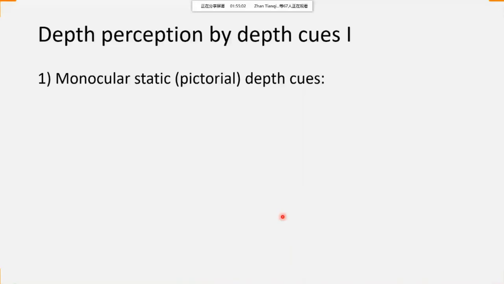Now, how to systematize these different depth cues? There is a first big group. This is about the monocular static pictorial depth cues. Monocular means with one eye. That's important. Monocular, with one eye. So if you just cover one eye and you look at an image, there are some depth cues that still work and others that don't work with one eye.